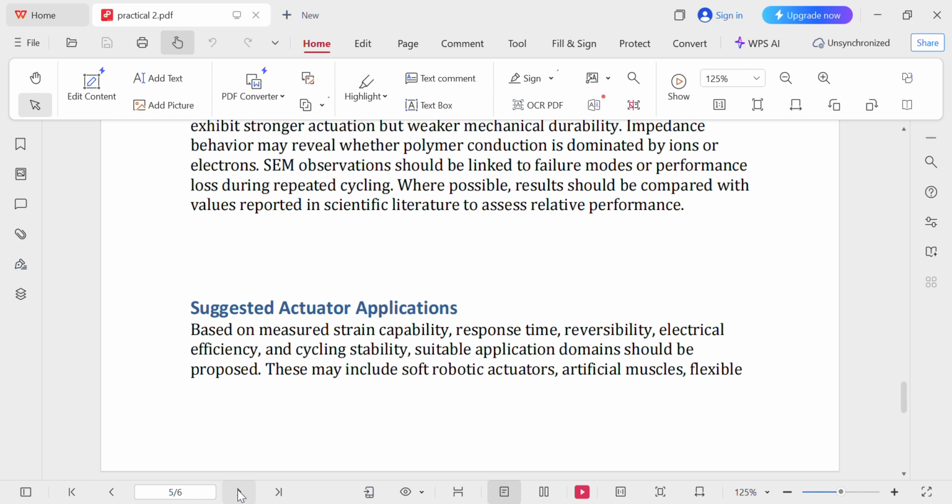Next, these include soft robotic actuators, artificial muscles, flexible grippers, wearable motion assist systems, and biomedical microactuators. Microvalves for fluidic control and adaptive smart surface structures. Justification must be supported by quantitative results rather than general statements.